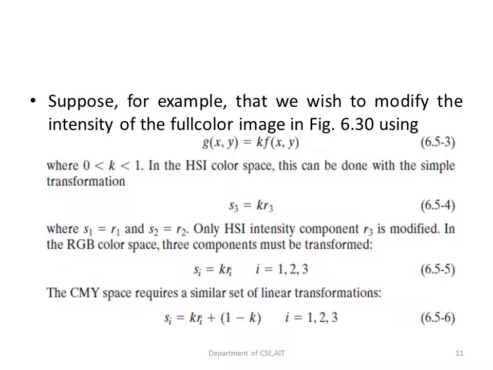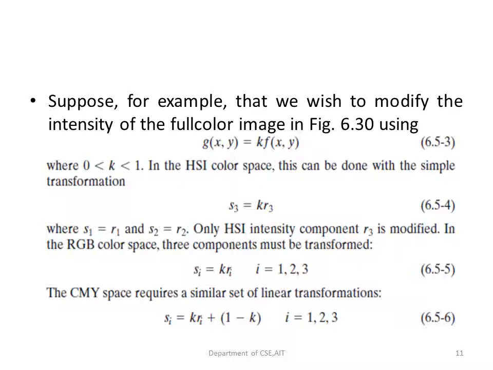Suppose I want to modify the intensity of the full color image in the figure by making use of the equation g(x,y) = k f(x,y), where k varies between 0 and 1. In the HSI color space, this can be done with a simple transformation where S3 = k R3, with S1 = R1 and S2 = R2. Only the HSI intensity component R3 is modified.